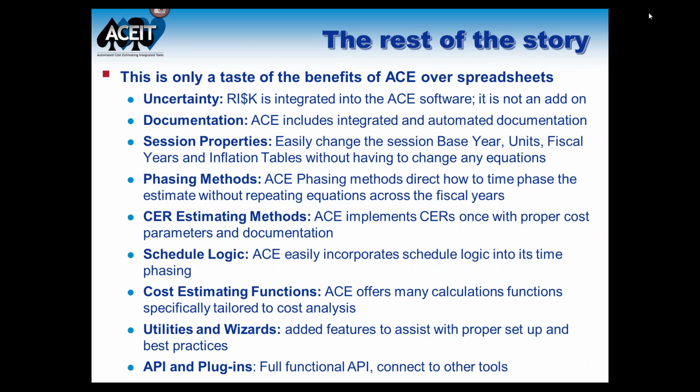You can change the session properties, so if you want to change the base year, the units, the number of fiscal years, the inflation tables, that happens easily in ACE, and those things are very difficult in the spreadsheet. Phasing methods are basically things where you can take a total and spread it in different ways. So I can level load something or spread it over time with a beta curve and things like that. There are several different additional items that you can look at, and I've explored some of these in the larger presentation.